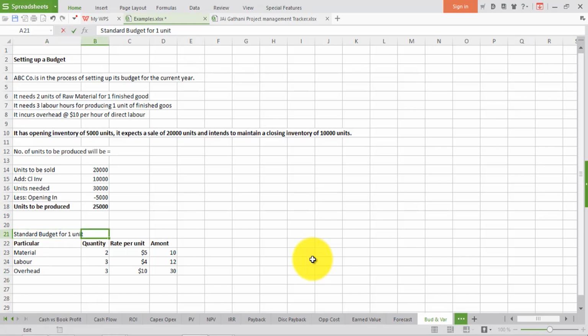Now we're going to prepare a flexible budget. A flexible budget is the one which adjusts itself to the actual data. In this case, because we need to produce 25,000 units, we're going to compare this budget to 25,000 units first of all over here. So the flexible budget for 25,000 units. The columns are going to be the same over here. The only difference being that we're going to multiply everything by 25,000 over here.